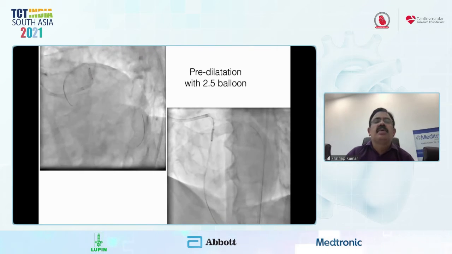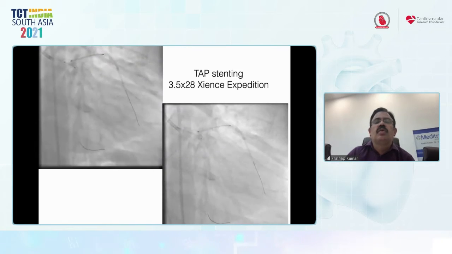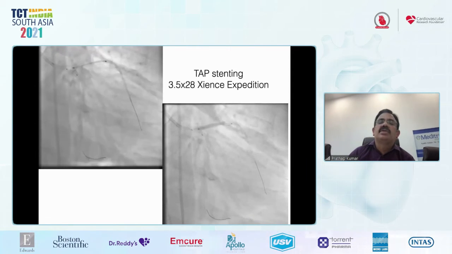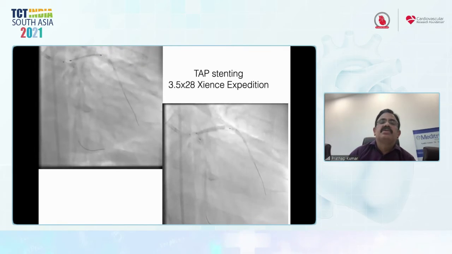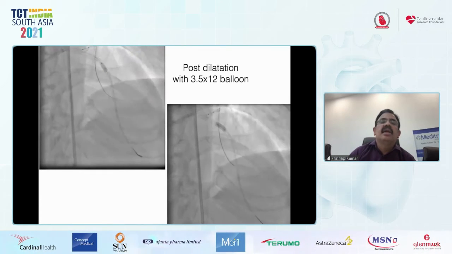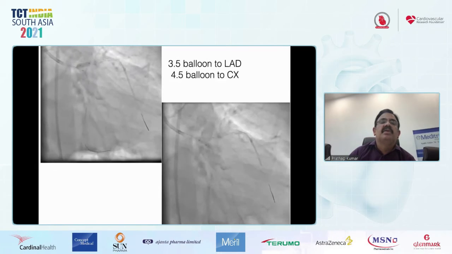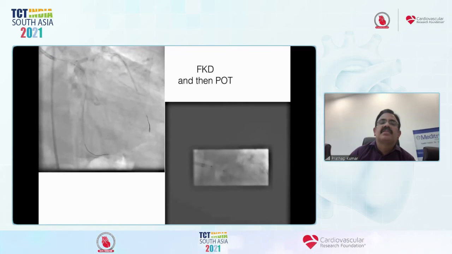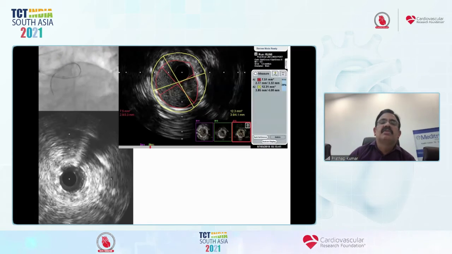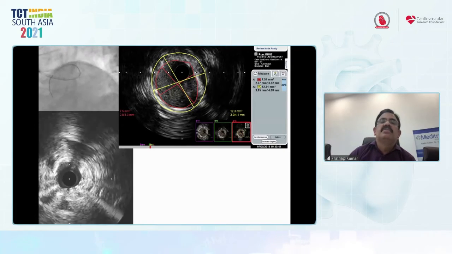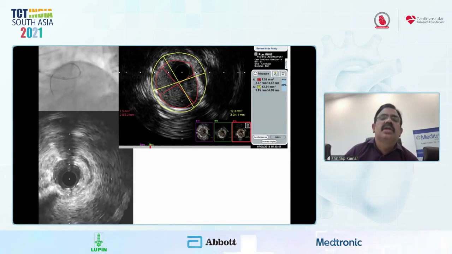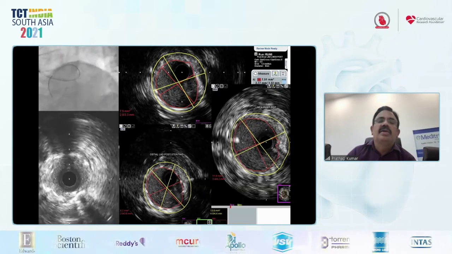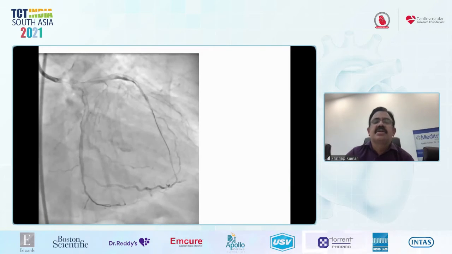So we decided to do a pre-dilatation of the LAD ostioproximal part with a 2.5 millimeter balloon. I put a stent with a TAP technique, 3.5 into 28 Sci-Expedition stent, with a balloon here, and then a post dilatation with a 3.5 into 12 millimeter balloon, 3.5 into LAD and 4.5 into circumflex, and final kissing balloon inflation with a 5 millimeter balloon in the LMCA. The proximal LAD post-stenting is 7.5, ostial LAD is 8.2, and we got 11.8 in the LMCA. This was the final result.